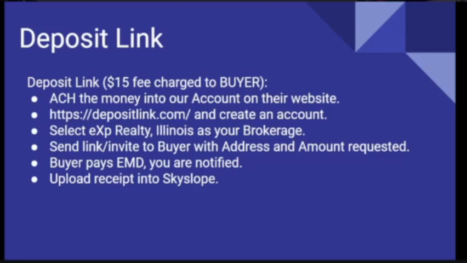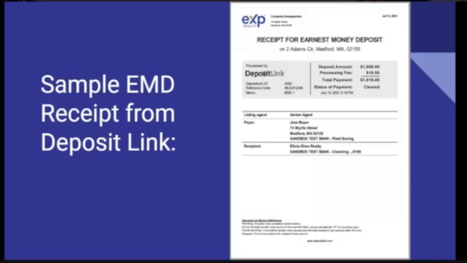So when you are going into Deposit Link, you're going to create a deal and you're going to send a link or invite to the buyer with the property address and the amount requested. And when the buyer pays the earnest money, you're notified and you're going to get a receipt that looks like this to upload into Skyslope as your earnest money receipt. And you can share this receipt with the lender, with the attorneys, with the other agent, with whoever needs the receipt. This one is a nice professional looking receipt of money being deposited with the property address on it and the amount. So it's all good.